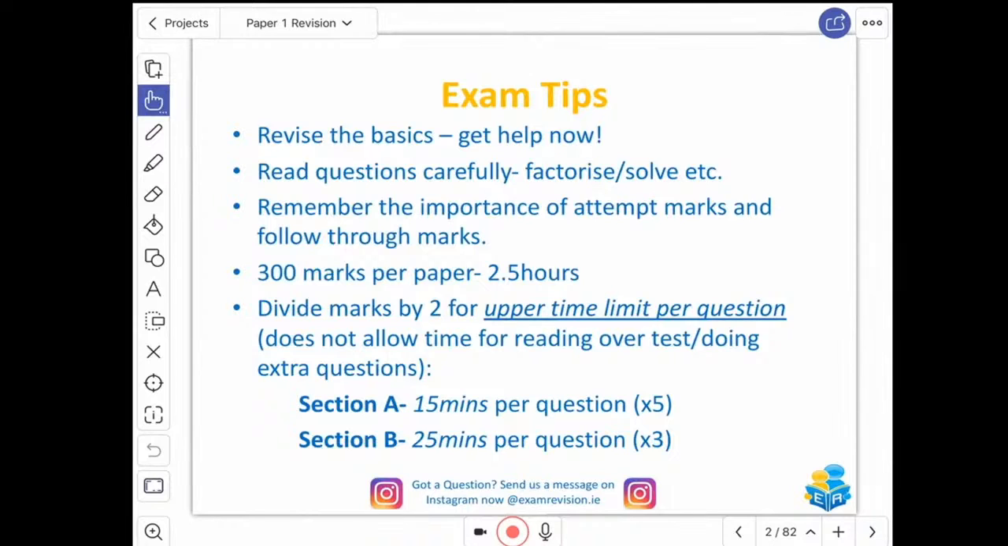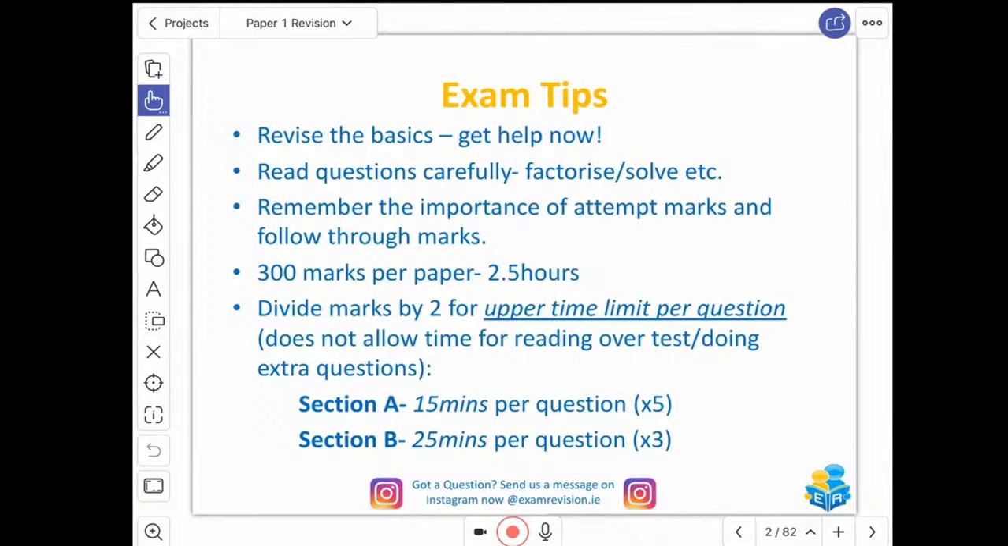Am I solving an equation? Am I factorising it? Am I trying to evaluate something? Am I trying to show something? Do I already have the answer and I'm just trying to prove that this is the answer I'm going to get at the end, et cetera. So again, when you're engaging with your exam papers, do really concentrate on what keywords are being asked in the questions. Next one, again, very obvious, but remember the importance of attempt marks and follow through marks.